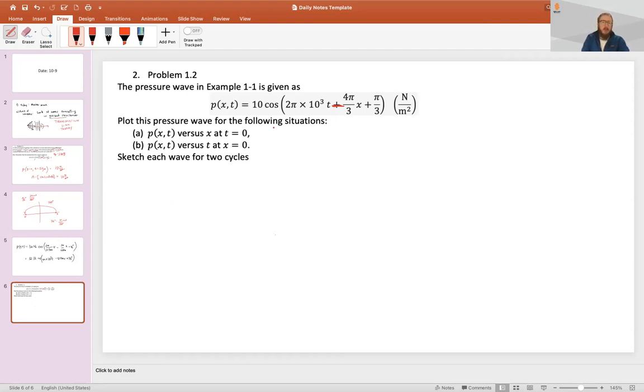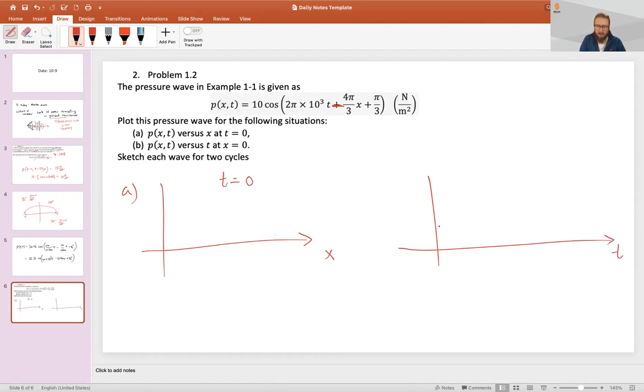And we want to plot the pressure wave for the following situation. So you should plot this versus X. So this is a wave for X, and then the time is 0. And then you should also plot it as a function of time, where X is equal to 0. It says sketch the wave for 2 cycles, which just means, if one full cycle for cosine is this, the second full cycle would be this one.